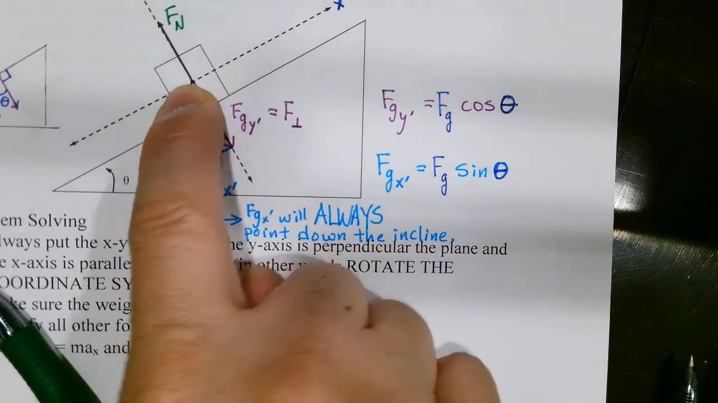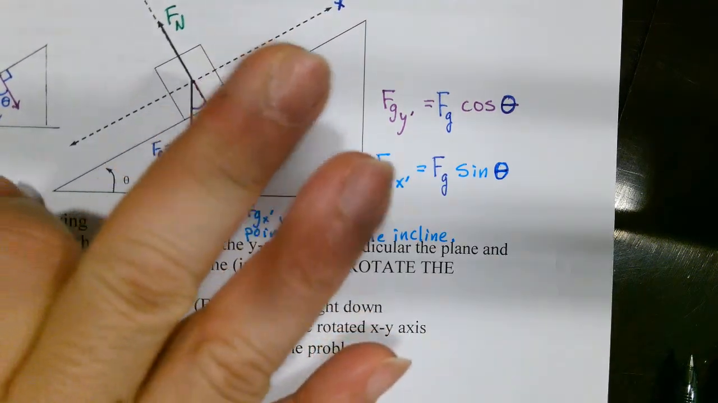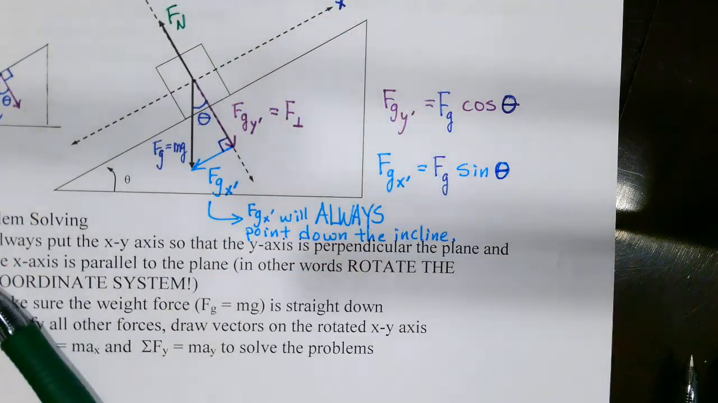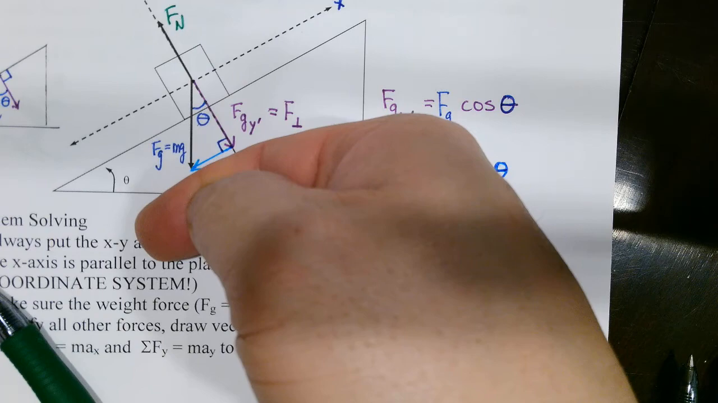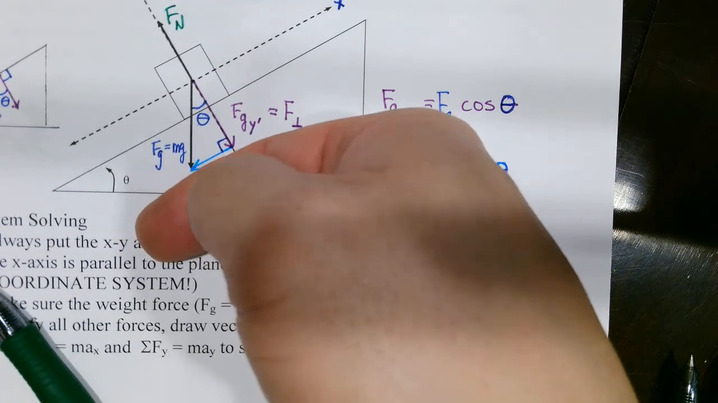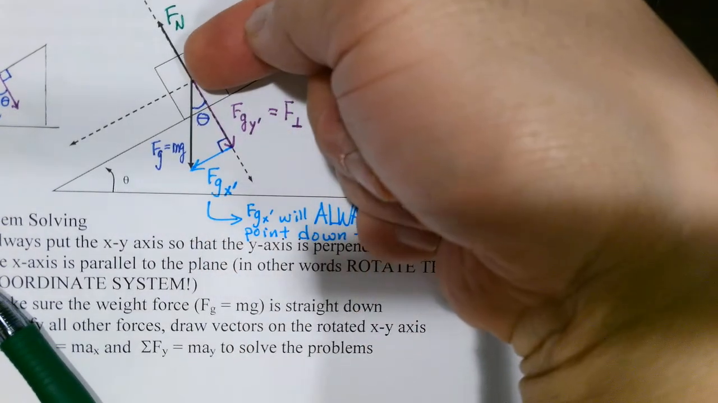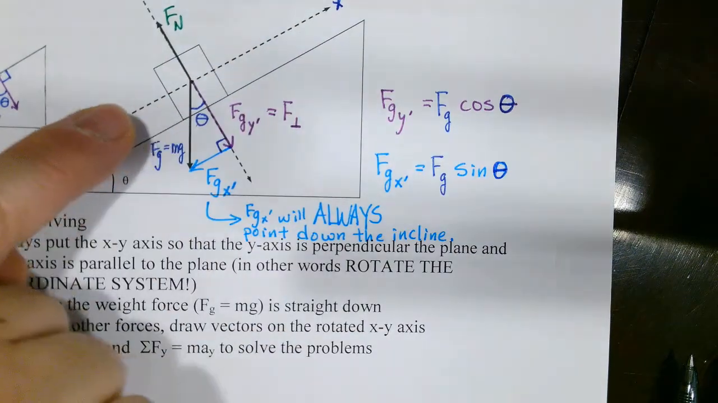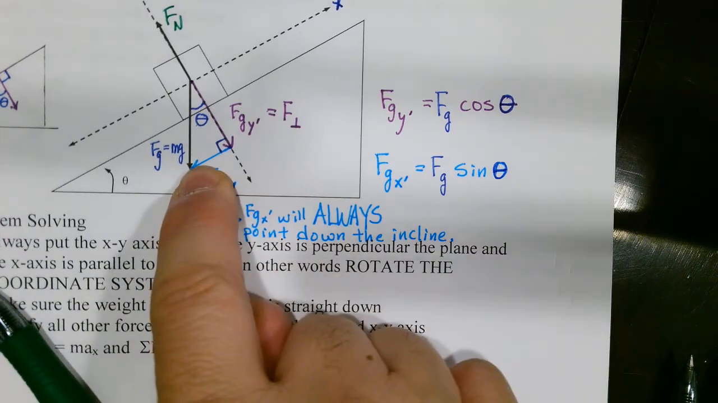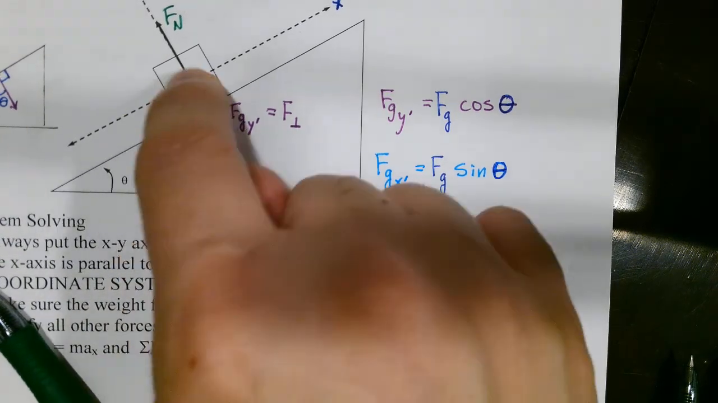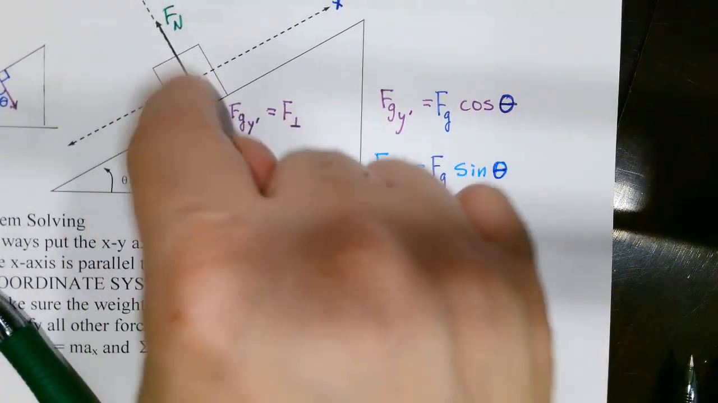If this thing were to slide up, let's say you flick this thing and it starts to slide up, your FGX will still point downwards, but this time your friction will also point downwards because it's opposing the direction of motion. So no matter what, this will always point down. But the direction of friction can change depending on what this thing is doing.